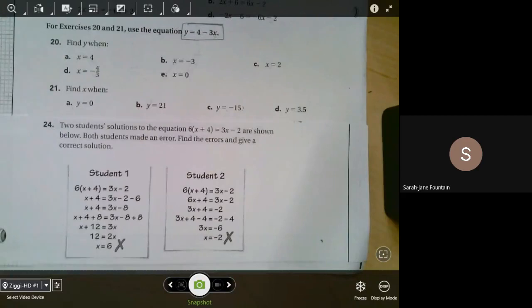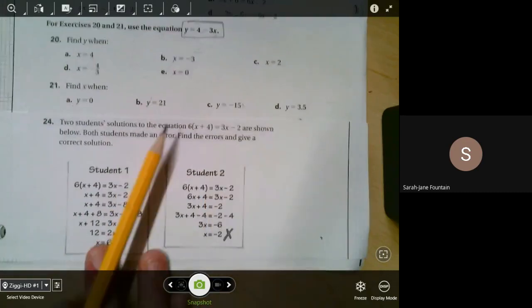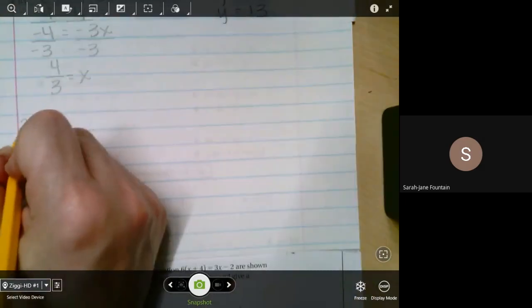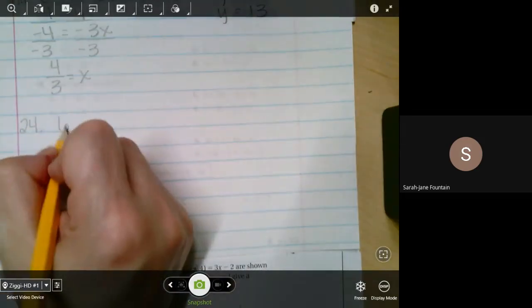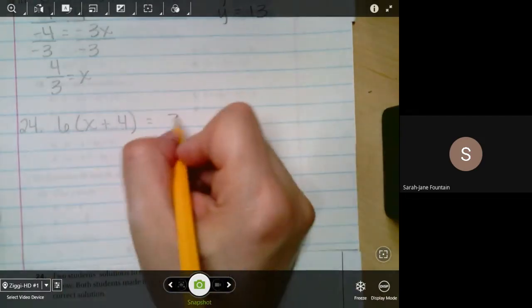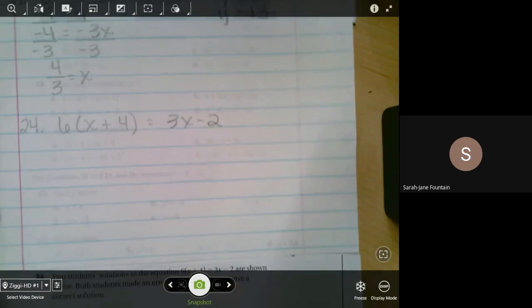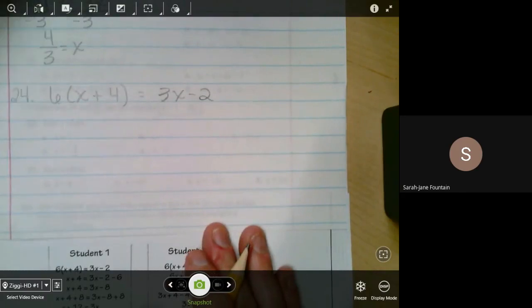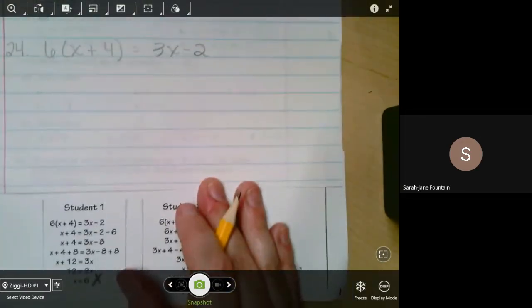Okay. So number 24. Two student solutions to the equation 6 times (x plus 4) equals 3x minus 2 are shown below. Both students made an error. Find the errors and give the correct solution. Well, first off, what we're going to do is come up with our own solution. So number 24, 6 times (x plus 4) equals 3x minus 2. Now I have that part of my equation.